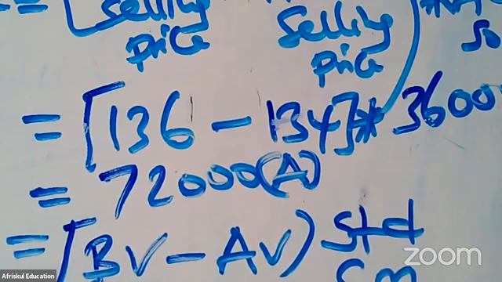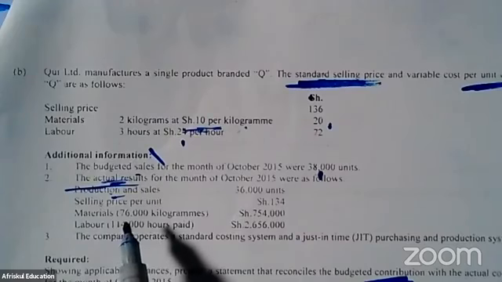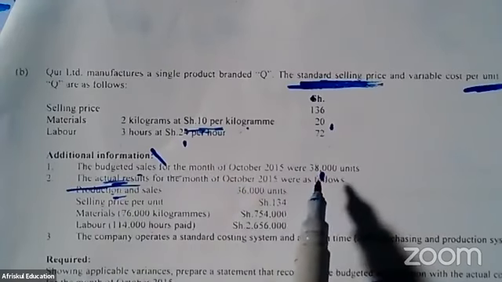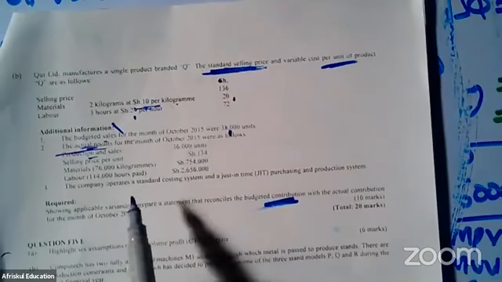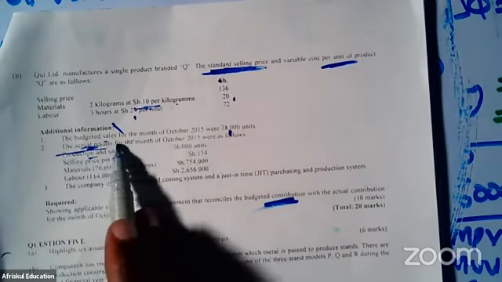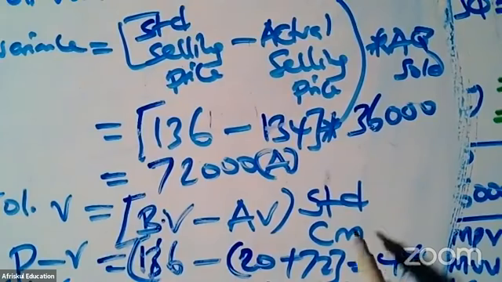Now plug in the figures here. Sales volume variance will be equal to budgeted volume. If you look at this question very well, they were budgeting to sell 38,000. So I'm substituting budget 38,000 minus the actual volume sold at the end of the day, which is 36,000, times the standard contribution per unit, which is 44. So we have 38,000 minus 36,000 times 44, which will end up giving us 88,000 positive.